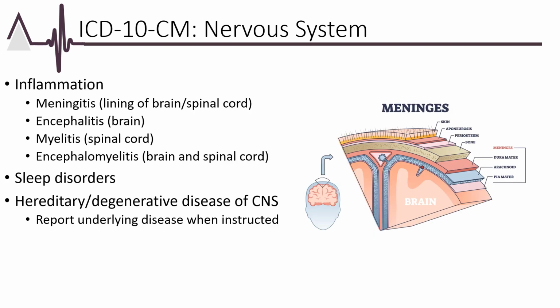The spinal cord and brain are surrounded by the meninges, serving to protect the brain, enclosing it in a fluid-filled cavity. Inflammation of the meninges is meningitis. Encephalitis, myelitis, and encephalomyelitis are serious inflammations. Encephalitis is inflammation and swelling of the brain. Myelitis is inflammation of the spinal cord. Encephalomyelitis is inflammation of the brain and spinal cord. All are serious, life-threatening conditions.